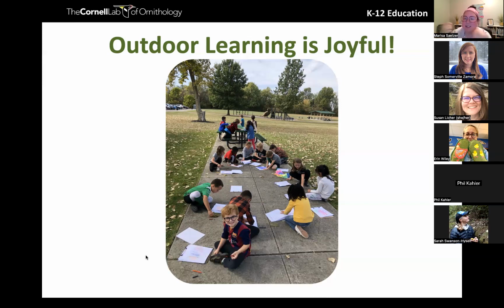And just as Sarah said in hers too, people are coming from different experiences, where some kids have a lot of experience outside, where some kids are new to the outdoors, and you're opening this up to them.